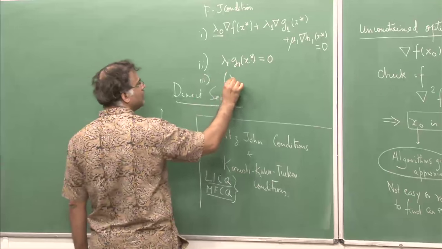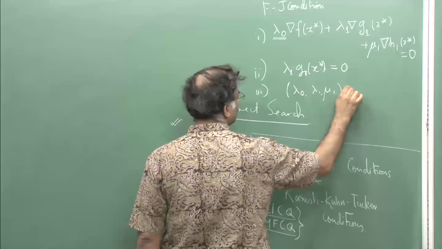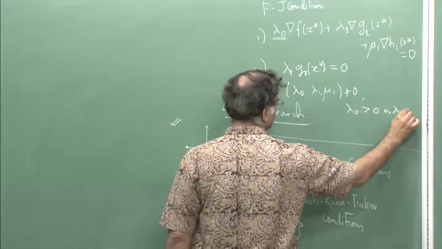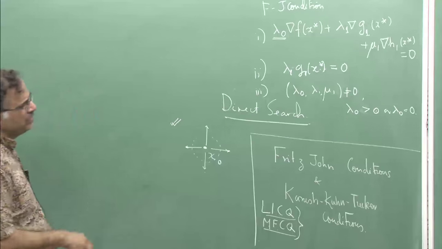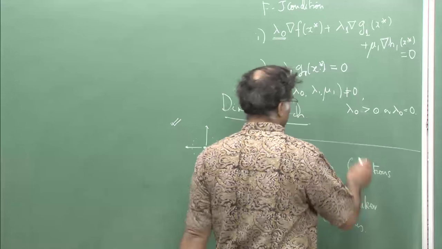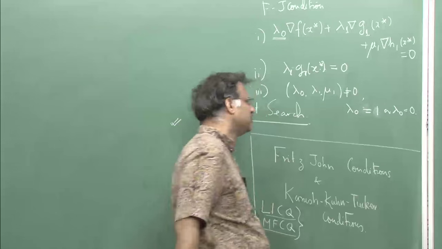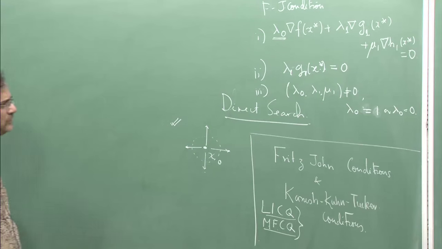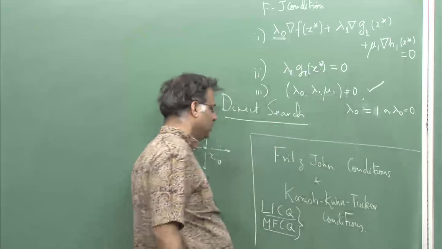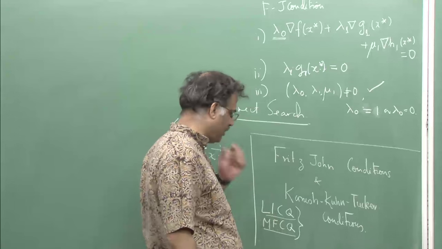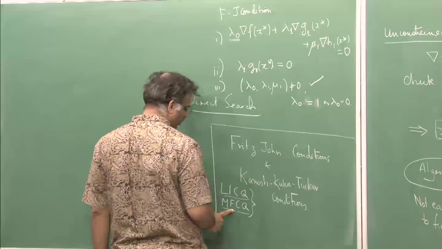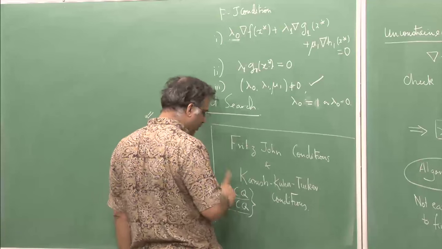Actually, in the Fritz John condition, what we have is that lambda naught, lambda 1 and mu 1 are not all equal to 0. So, lambda naught is either greater than 0, or lambda naught is equal to 0. If lambda naught is greater than 0, we can always rescale the multipliers by dividing by lambda naught and get lambda naught equal to 1. So, I can always write this as so. Now, you see, this thing is guaranteed to be always strictly greater than 0 if either this happens or this happens. This is the weakest condition which guarantees that lambda naught is strictly bigger than 0.